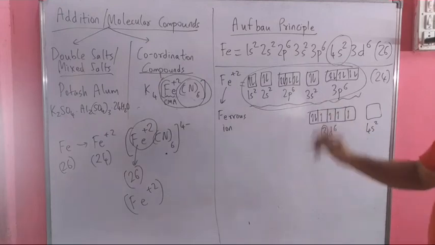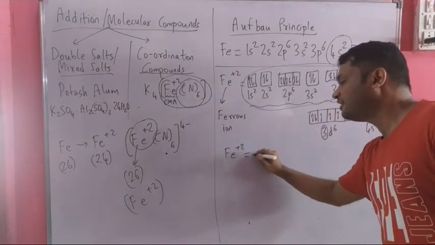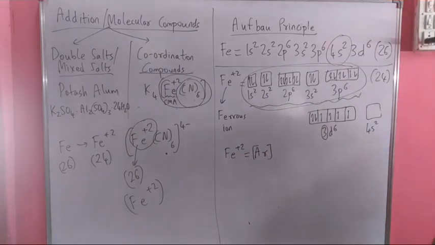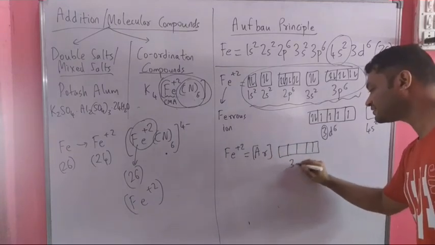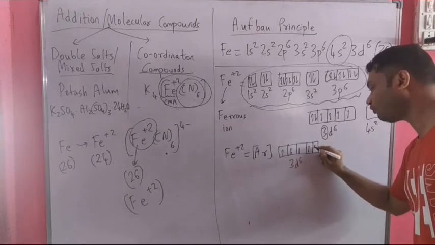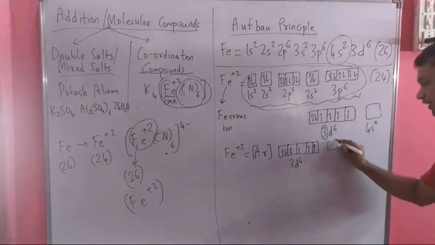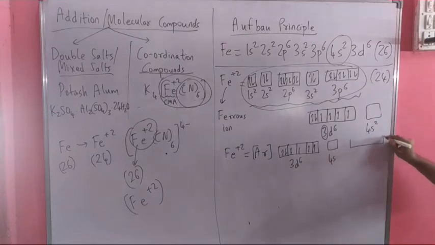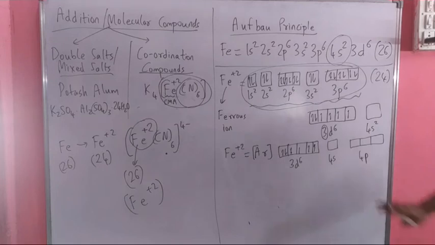ये आर्गॉन का इलेक्ट्रॉनिक कॉन्फ़िगरेशन है. तो शॉर्ट हैंड नोटेशन यूज कर रहा है. शॉर्ट हैंड नोटेशन में हमारे पास क्या है? फेरस आयन का कॉन्फ़िगरेशन है आर्गॉन इलेक्ट्रॉनिक कॉन्फ़िगरेशन फॉलोड बाय 3d6. वी हैव 3d6 in which we have overall 6 electrons. 1 2 3 4 5 and finally 6. Okay. फिर उसके बाद हमारे पास 4s ऑर्बिटल अब खाली है. 4s ऑर्बिटल इज एम्प्टी. उसके बाद हमारे पास p ऑर्बिटल भी होंगे. 4p ऑर्बिटल इज आल्सो एम्प्टी.